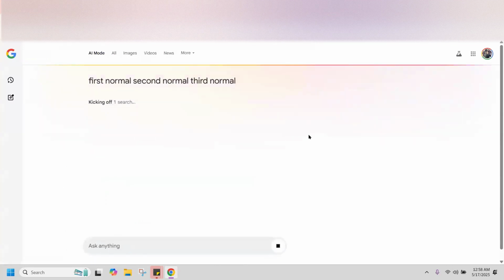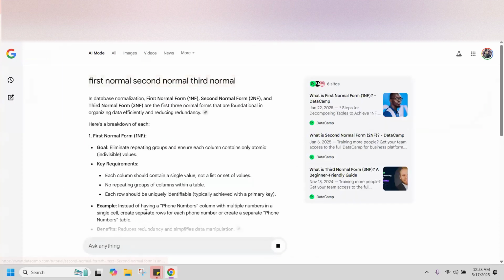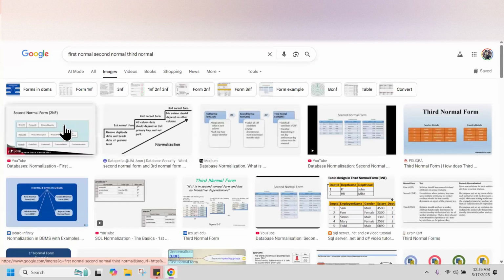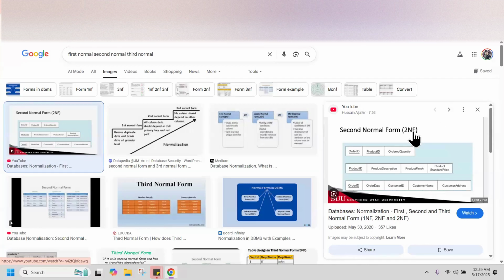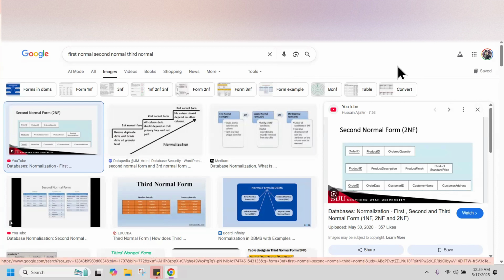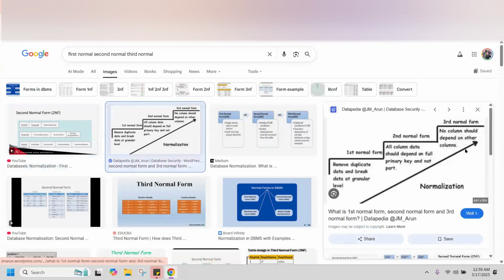Just share it as an image, which will give the simple logic of what first normal form, second normal form and third normal form are. I'm unable to see it. Let me go to YouTube for normalization. They are providing first and second normal form. Okay, the second image, yeah, you can give this one.